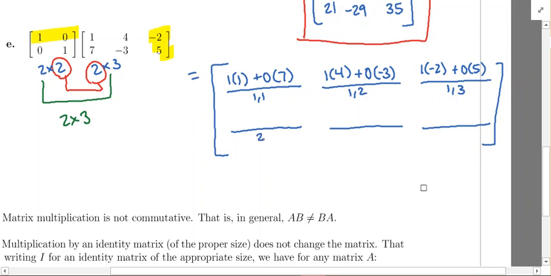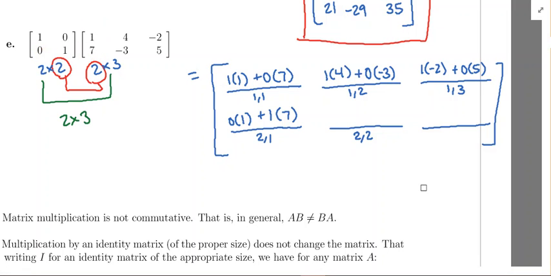This element is in the second row, first column. So we need to do the dot product of the second row, first column. So that's going to be 0 times 1 plus 1 times 7. Moving on to the second row, second column.